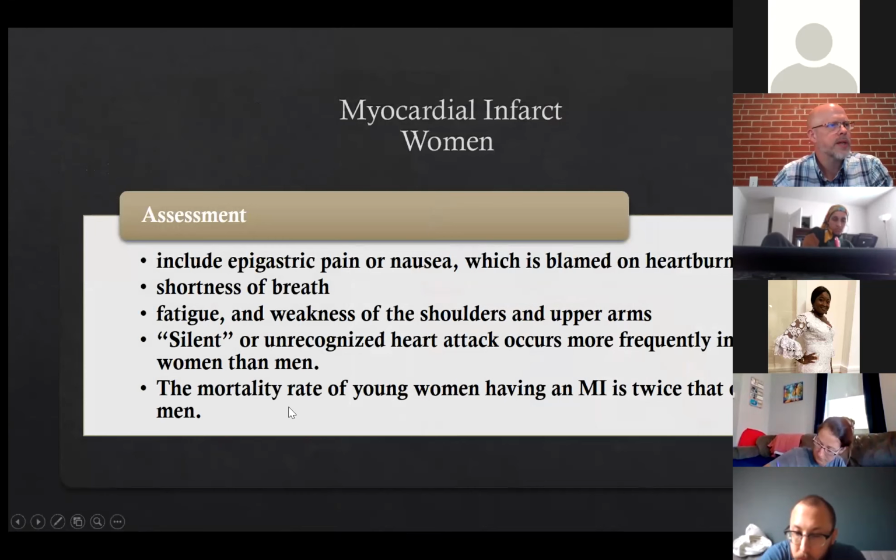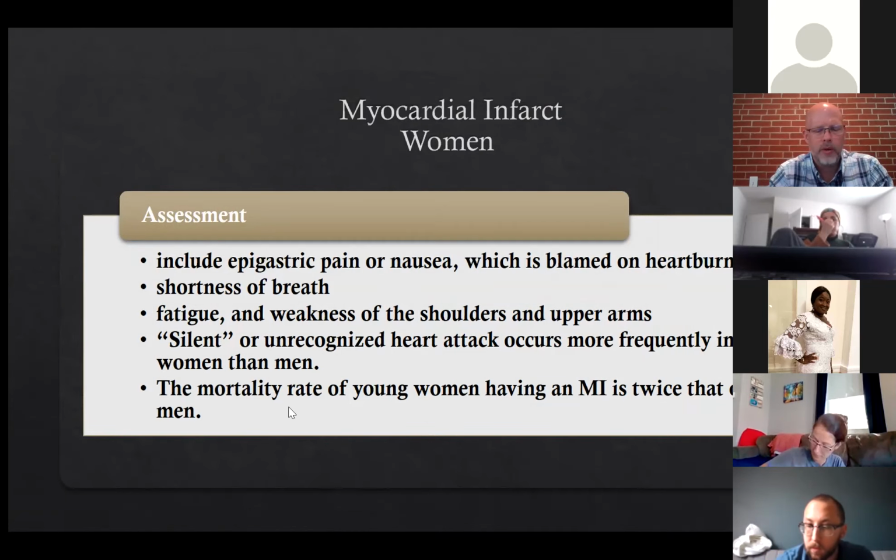So make sure we do an assessment on women separately. So women can present exactly like men. However, women oftentimes present differently. So you want to ask additional questions of women to suspect an MI. Oftentimes it's general nausea or epigastric pain. They may have a general level of fatigue, especially in the shoulders and upper arms. And women are more likely to have silent heart attacks than men.